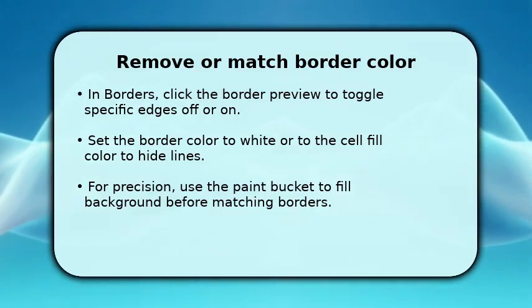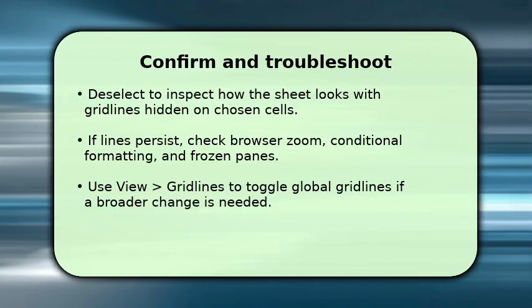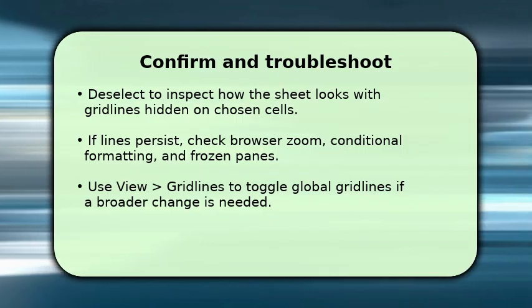Finish by clicking away to deselect and inspect the result. You should see those cells without outlines while others retain grid lines. If you still notice lines, make sure conditional formatting isn't reapplying borders and check frozen rows or columns, which can display differently. Once done, remember you can toggle View Grid Lines to hide all grid lines temporarily, but use cell borders for permanent, cell-specific changes.